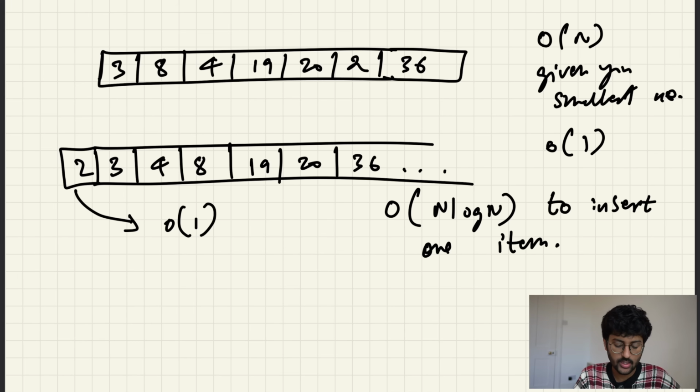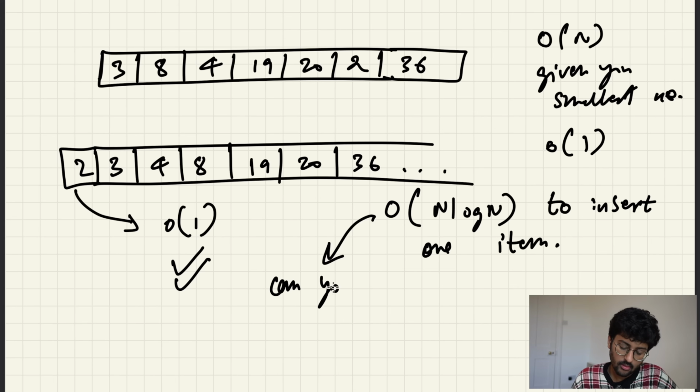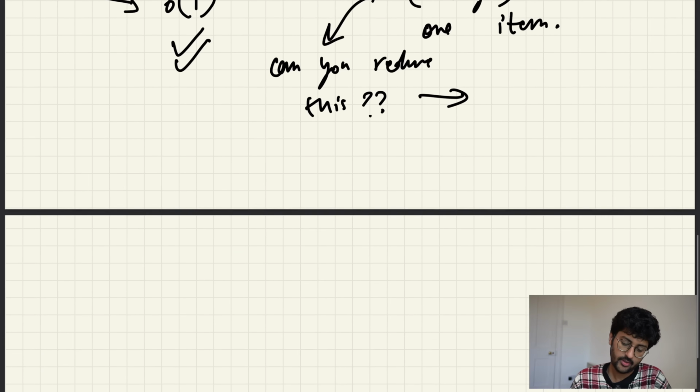Now the question arises, okay, this is fine. So this thing is good. We will try to maintain the smallest item at the 0th, the very first index. That is fine. Can you reduce this? Can you maybe make it O of log n? To insert one item, it will take log n time. Can you do that? That's the question. Yes. Answer is heap. Using heaps, you can do it.